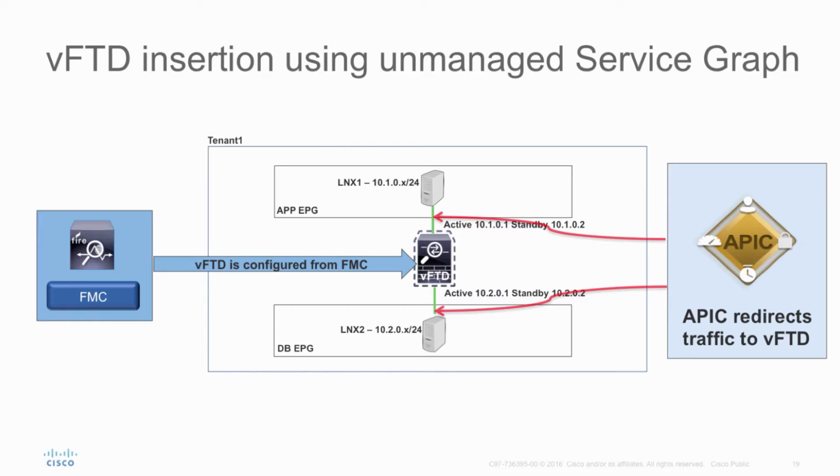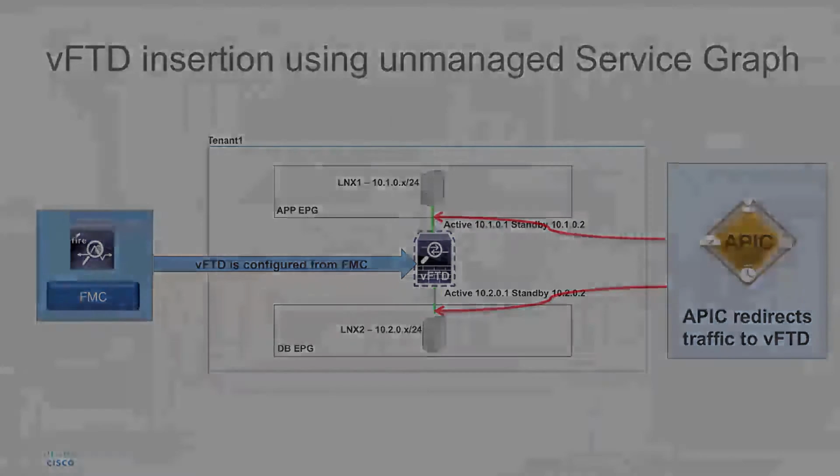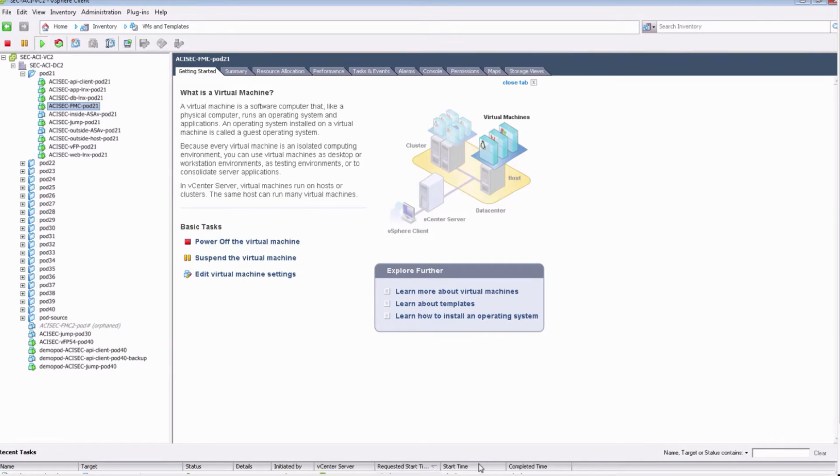So with this, we can pause this video and then log into jump box, and from jump box I will show you how to configure it. So I'm now connected to jump box, and from jump box I have access to my vCenter. I'm going to start this demo with deployment of Firepower Management Center and deployment of virtual Firepower Threat Defense.